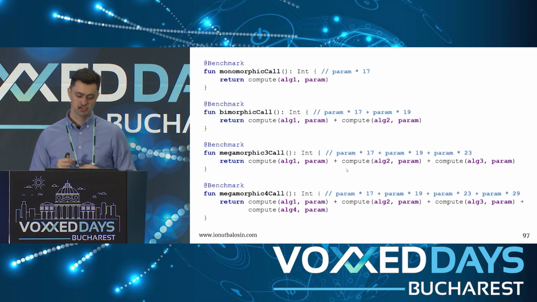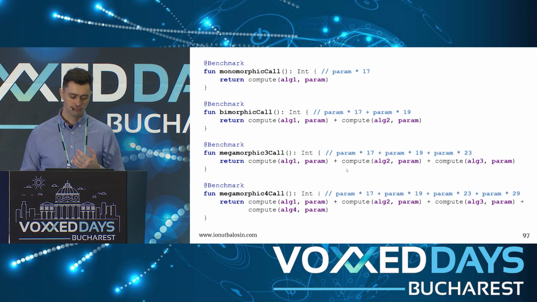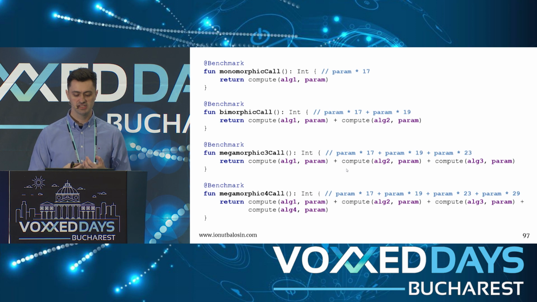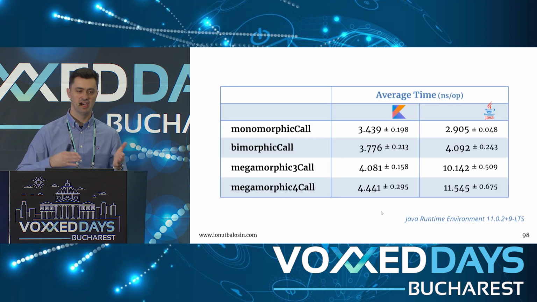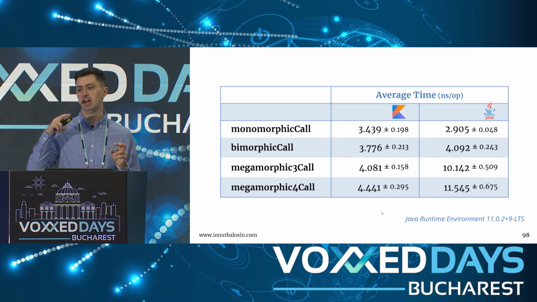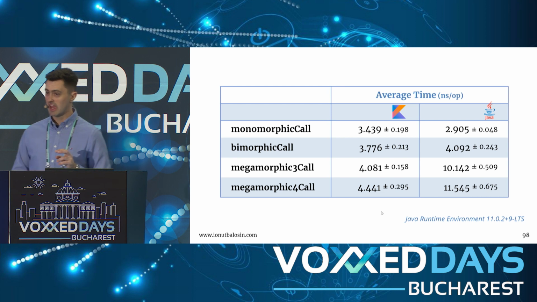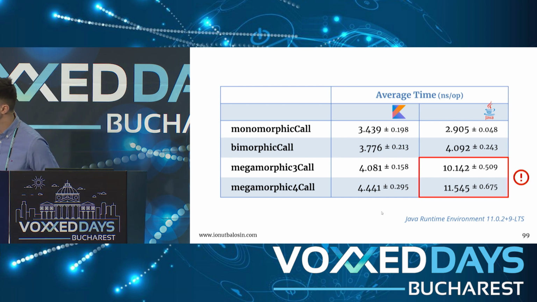And just to have a bit of fun with this benchmark, I've created 4 cases for a monomorphic call. As I was telling you, it's just 1 implementation. This is the monomorphic. Bimorphic, 2 implementations, and megamorphic 3 and megamorphic 4. There are 3 and 4 possible implementations during the runtime. So this was the benchmark, and I tested with Kotlin and with Java. By the way, a bit of difference, because in Kotlin I was using the inlining keyword I was talking about. And there are a lot of figures just to spot it out.